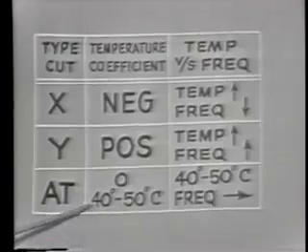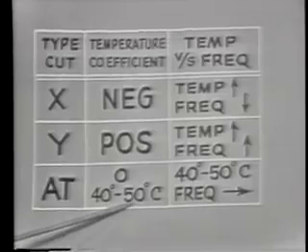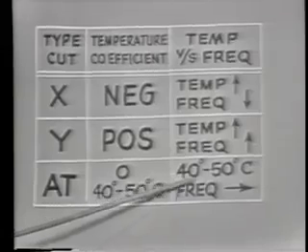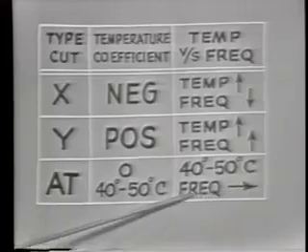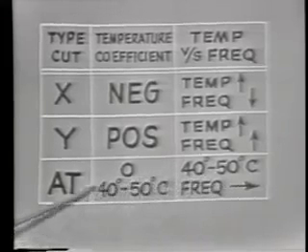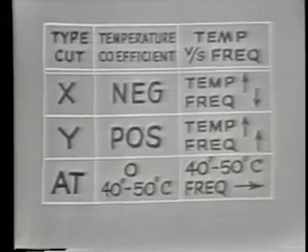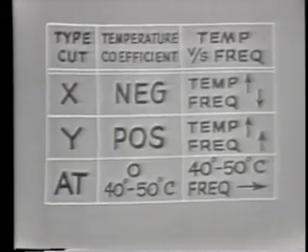That is to say, as long as the temperature ranges between 40 to 50 degrees centigrade. Remember, as long as the temperature is within this range, the frequency of oscillation will remain the same. Then the AT cut has a zero temperature coefficient. Now, at this time, you should complete the chart in item 7 of your TVI guide.